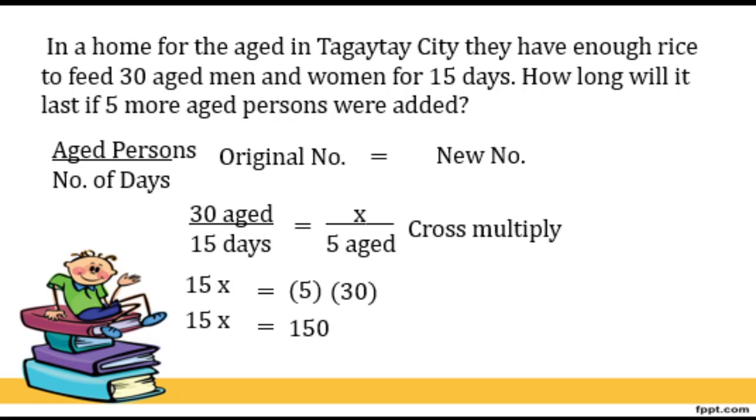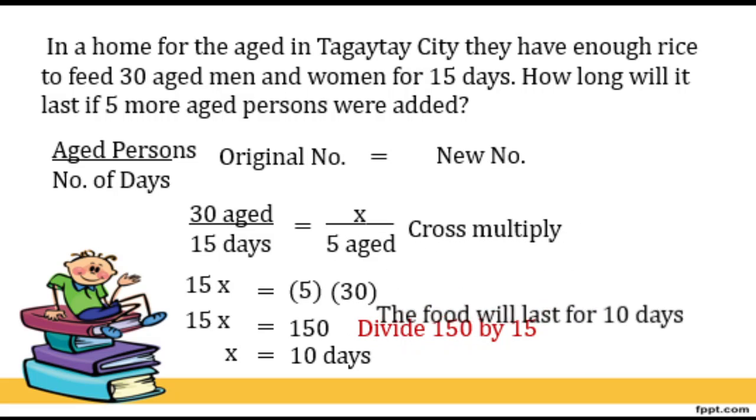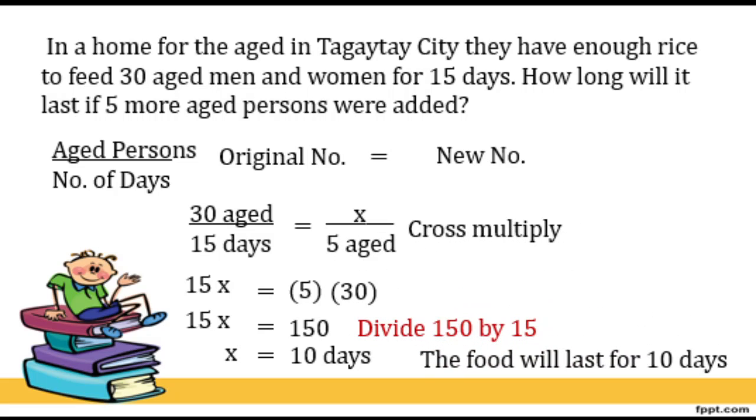And then divide all terms by 15. So 15x divided by 15 is x, and 150 divided by 15 is equal to 10. So meaning, the food will last only for 10 days. 10 days, meaning 10 araw. Next. The food will last for 10 days. Next.